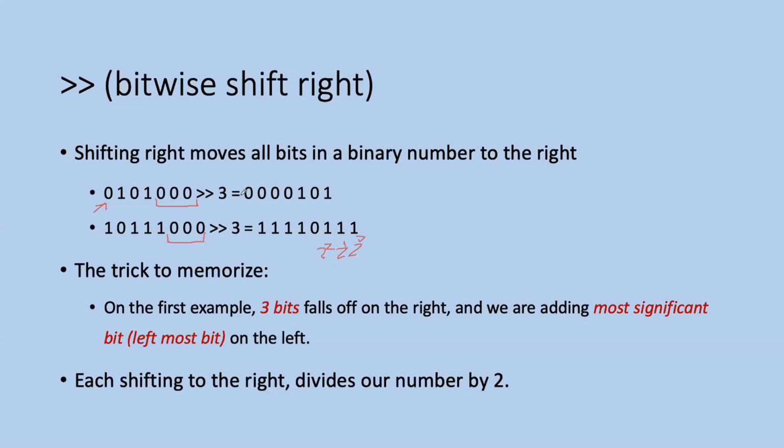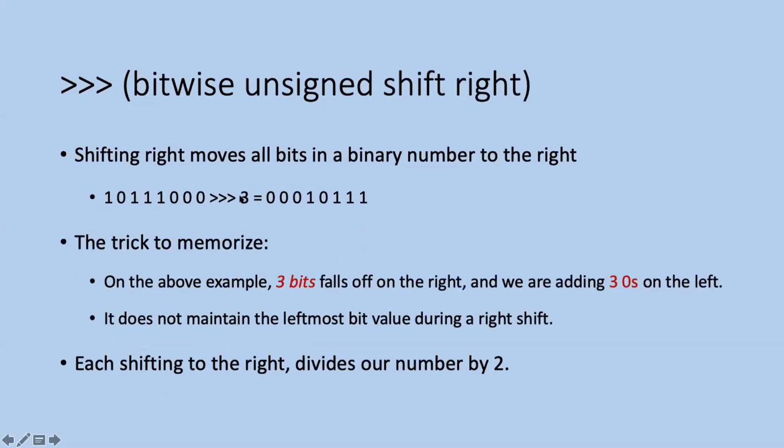Now we'll talk about bitwise unsigned shift right. Shifting right is the same concept as the earlier bitwise shift right, but the trick to memorize is, for example, 3 bits fall off on the right, and we're adding 3 zeros. Earlier we were adding the three MSBs on the left. In this case, it doesn't matter. It doesn't maintain the leftmost bit value in your right shift.